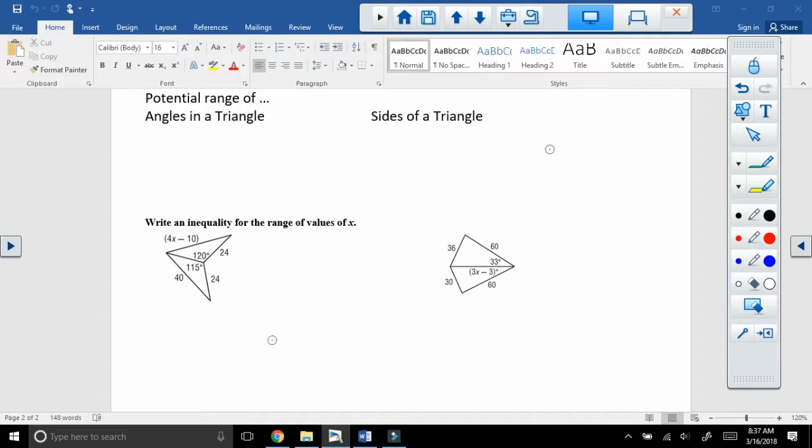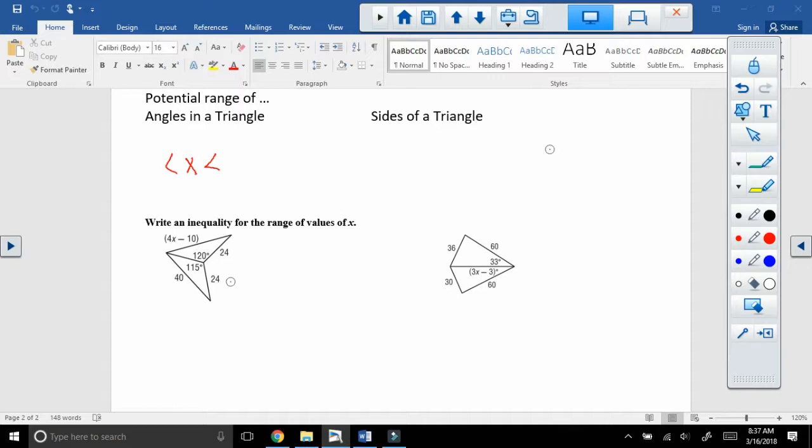So before we get into these last two examples, we need to talk about the potential range for angles in a triangle. You cannot have angles in a triangle just be any number. So what's the potential range that angles within a triangle could be? What's the very smallest an angle could be? It could be anything above 0. You could have a very, very small angle.